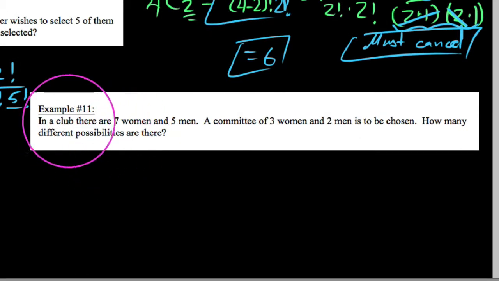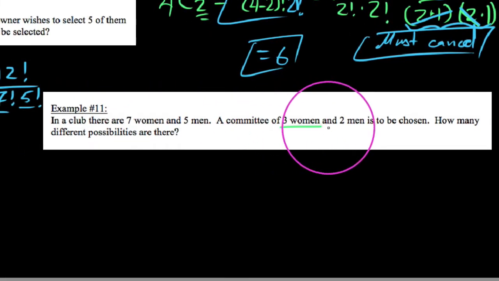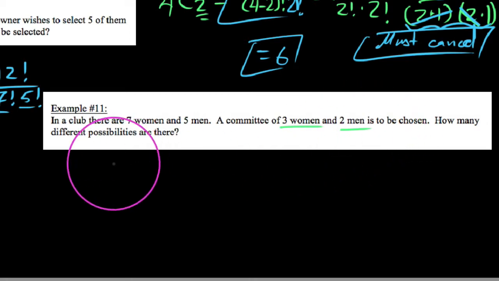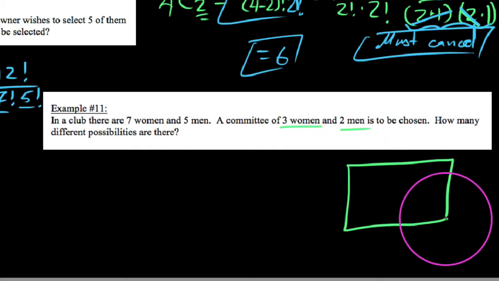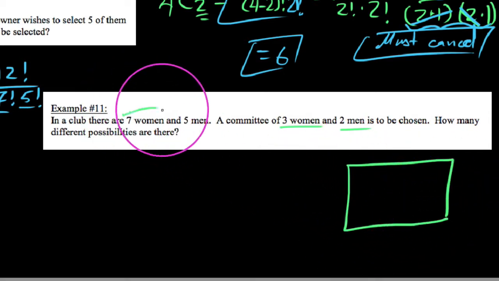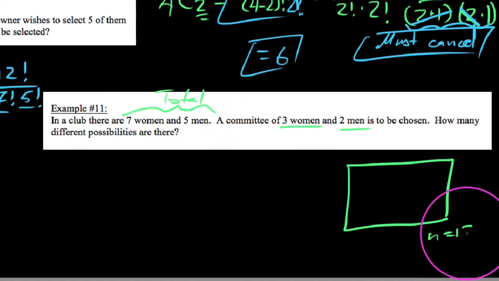And then the last one here, we say in a club there's 7 women, 5 men. It says a committee of 3 women and 2 men is to be chosen. How many different possibilities are there? This sounds really interesting, and the reason why is I want to actually consider our sample space here. We've got 12 total people, and so we say a sample space of size 12.